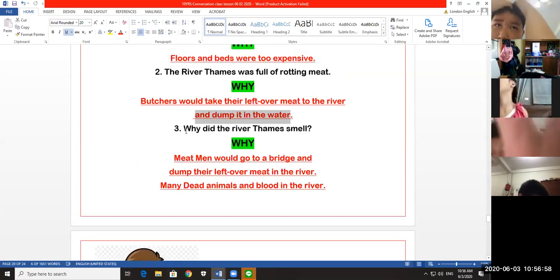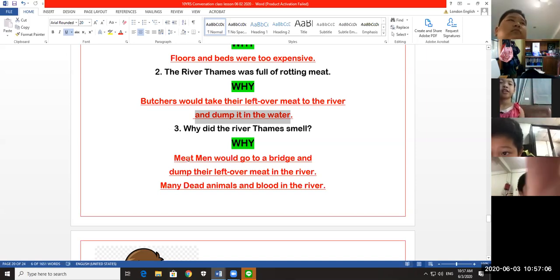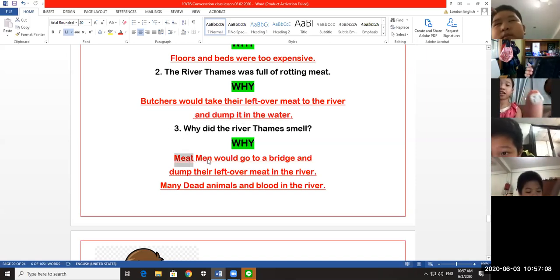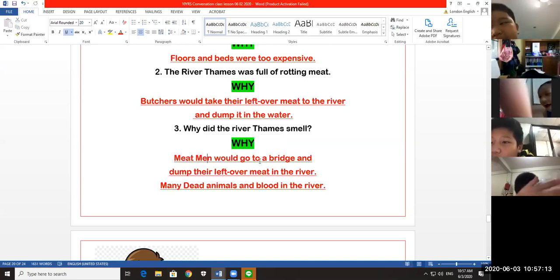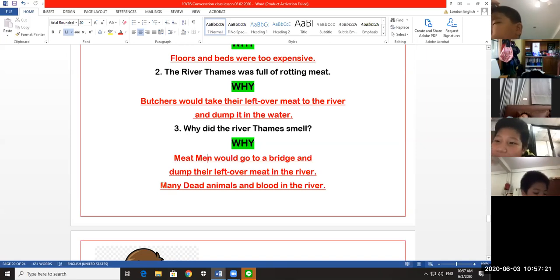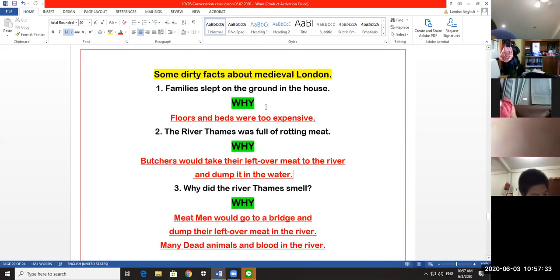Okay. Why did the River Thames smell, Tonmai? Meat men would go to the bridge and dump their leftover meat in the river. Many dead animal and blood in the river. Okay, well done. That was great stuff. So those are three facts about medieval London.